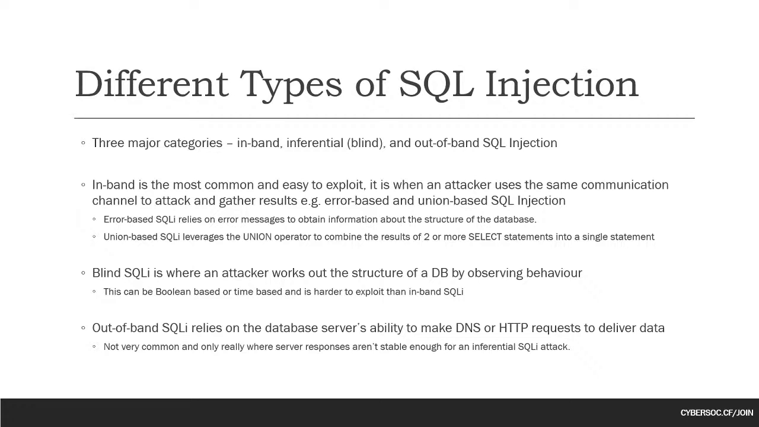Something which is a lot harder to exploit is blind SQL injection. This is where an attacker works out the structure of a database by inferring it based on the behavior that they observe. There's two main types of this: Boolean and time-based. Boolean-based is where we want our query to evaluate to true or false. If it's false, it won't give you any results back or have any implication on the web app. If it's true, it might make a change in the web app, and we can infer that the query is true or false based on this behavior.